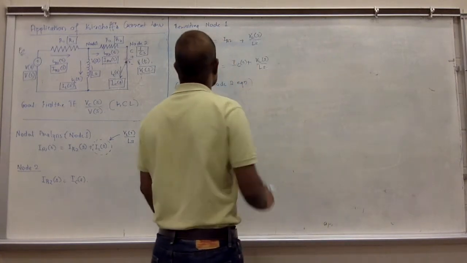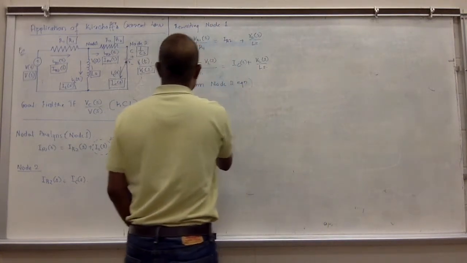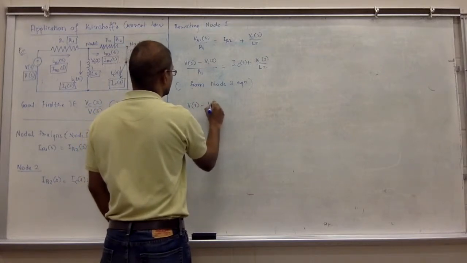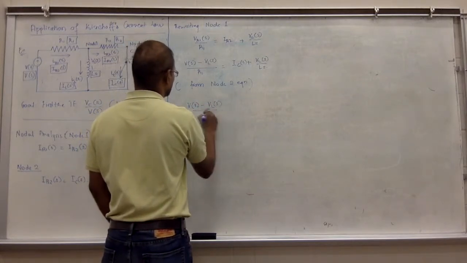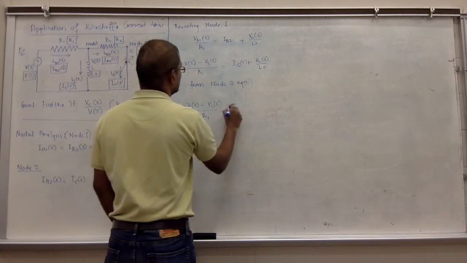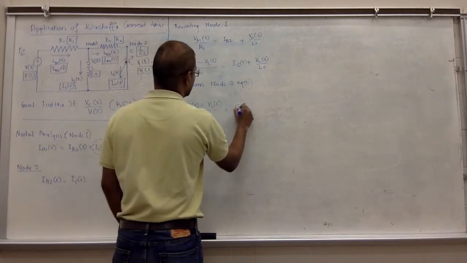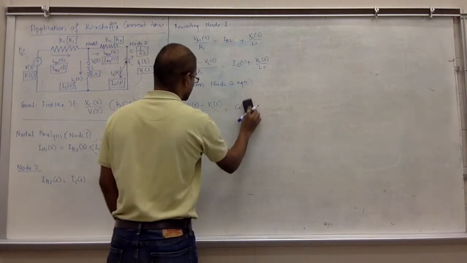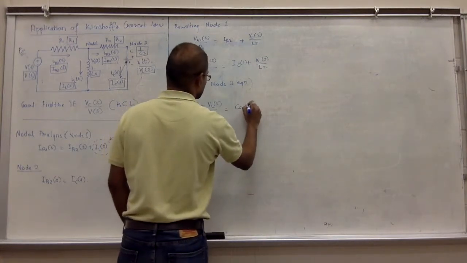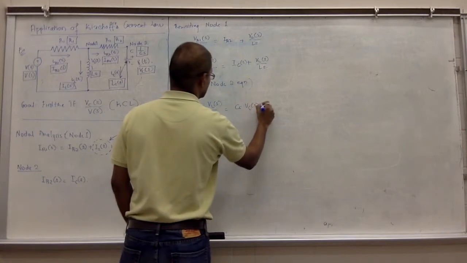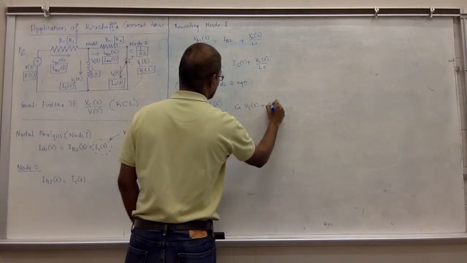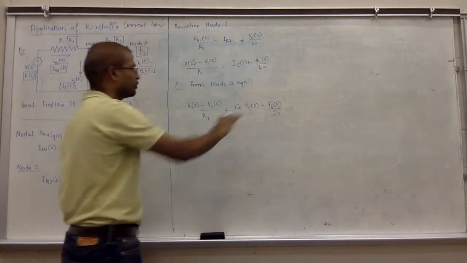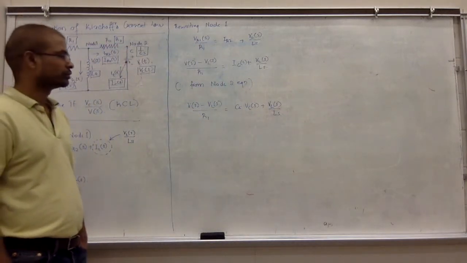Okay. So what is IC of S here? We have V of S minus VL of S divided by R1 is equal to CS into IC into VC of S, plus VL of S divided by L. So everything now we have written in terms of voltage.